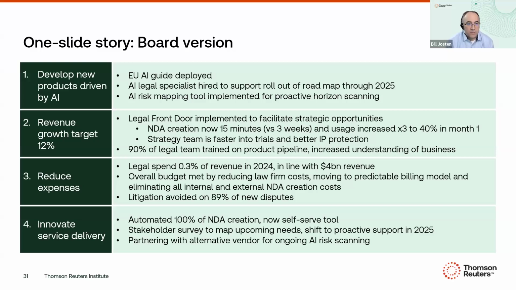In terms of the goal of reducing expenses, that company-wide expense challenge, legal spend is 0.3% of revenue now, which is in line with businesses of our size. We've already talked about that, but providing that context and putting it specifically in front of the board, they'll appreciate that benchmark. Overall budget was met by reducing law firm costs through our tiering activities, moving to more predictable pricing models. We talked about 25% of our work now done on fixed fees or AFAs, and by eliminating all internal and external NDA creation costs via the legal front door.